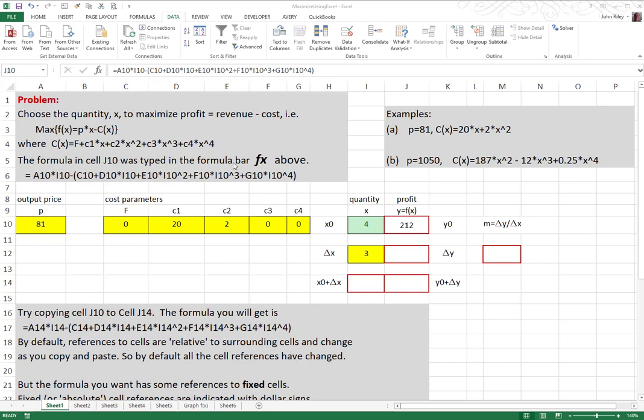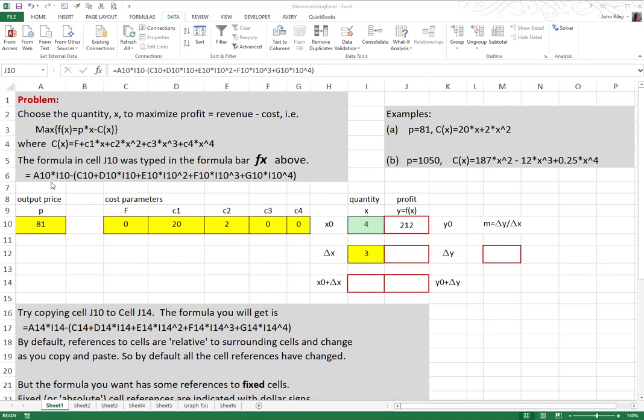And let's get started. We need to pick some numbers, so I'm going to assume in example A that the output price is 81. There's no fixed term. There's a linear term of 20x and a quadratic term 2x squared. And then I'm going to pick any number. Let's say take 4. I need to compute the formula for profit at that output, and here it is.